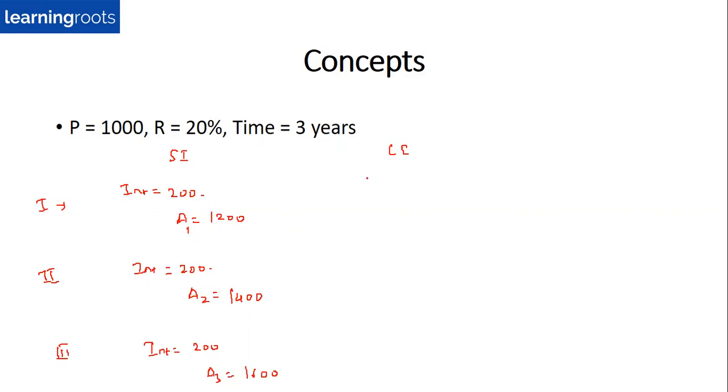But in case of compound interest, the first year is of course going to remain the same. There's no difference whatsoever. And A1 is also going to be the same as the A1 for SI, which is 1200. Now the difference will start coming here, because for the second year, 1200 is the principal. Now 1200 is principal, and you're calculating 20% of 1200, which is going to be 240. So the interest will be 240, and the amount at the end of 2 years is going to be 1200 plus 240, which is going to be 1440.